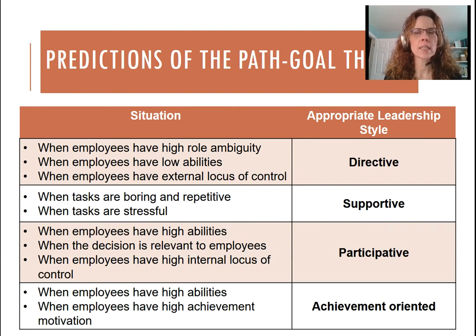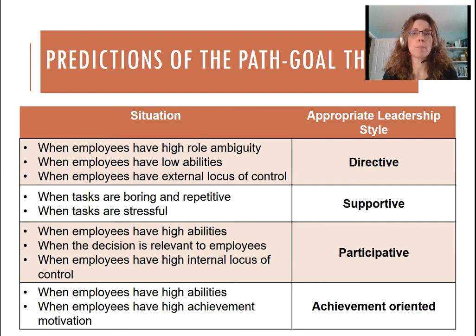What you see listed under situation, these are the contingency variables. So the employee has high role ambiguity. That's a contingency variable that is going to affect whether a leader's chosen style will work. If the leader chooses to be directive, it'll work, holding everything else constant. The phrase we use for that in Latin is ceteris paribus, again, which means holding everything else constant.